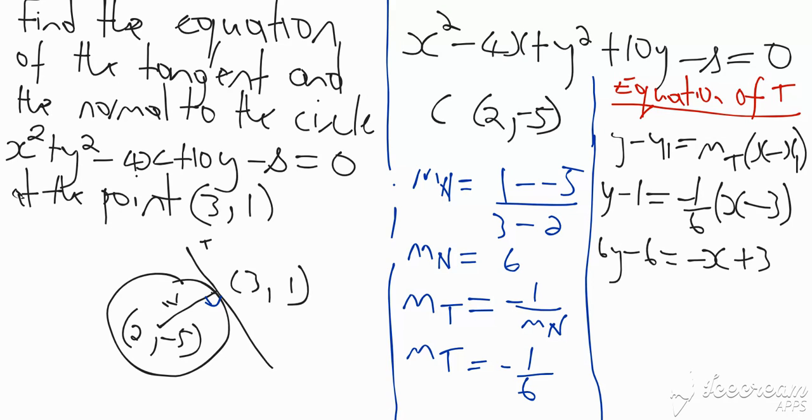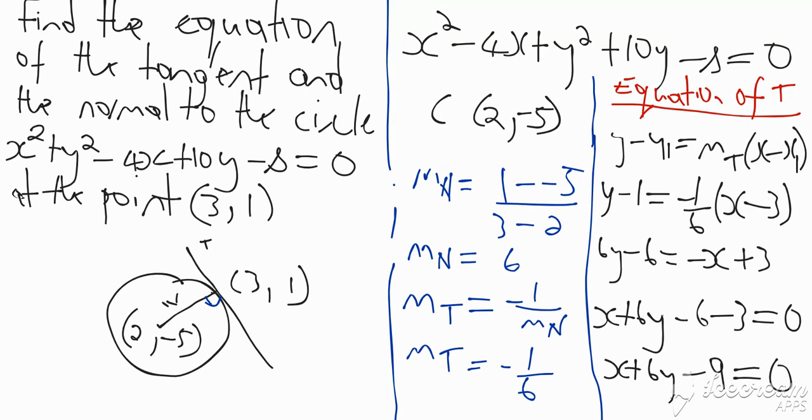Right? So we can carry everything to the left hand side to make the x positive here. So I'm going to have x plus 6y minus 6 minus 3 equals 0. So that is going to give me x plus 6y minus 9 equals 0. And this is the equation of my tangent.